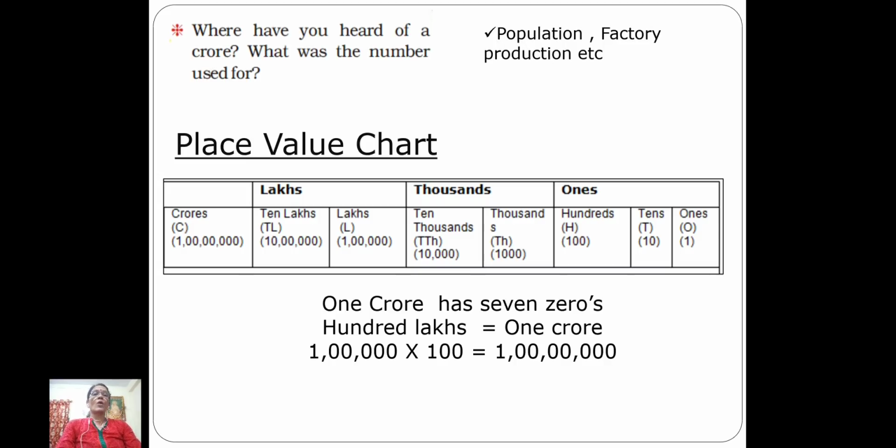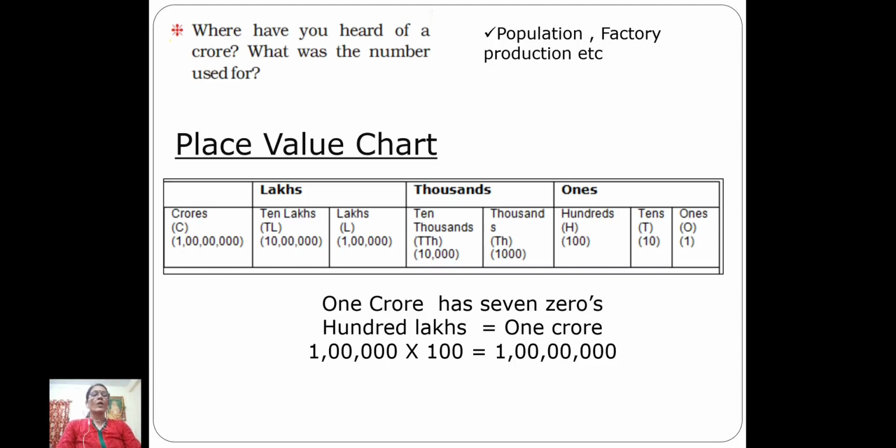Okay. Now, I will again come back to the place value chart. Just now we discussed it. The periods: ones has 3 places, thousands has 2 places. Lakhs has how many places here? 2 places. And next is the crore. Lakh has 5 zeros, 10 lakh 6 zeros, and now crore has 7 zeros. Very big number.